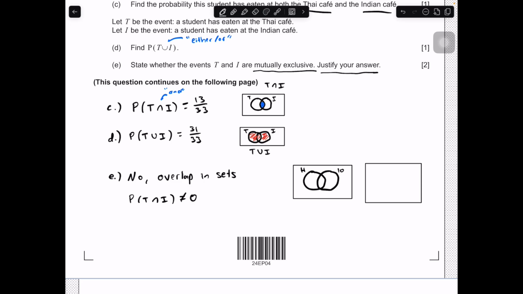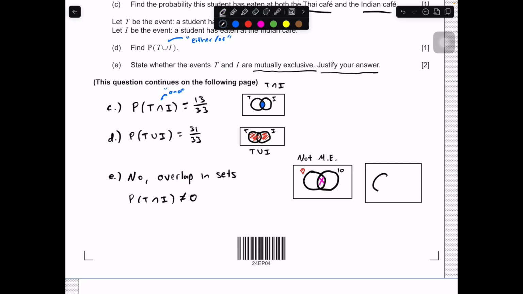We'd say, is it possible to draw both a heart and a 10? Yeah, it is. You can draw both a heart and a 10. These events are not mutually exclusive. So we would say not mutually exclusive. Why? Because there's an overlap. It's possible to do both. It's possible to get a heart and a 10.